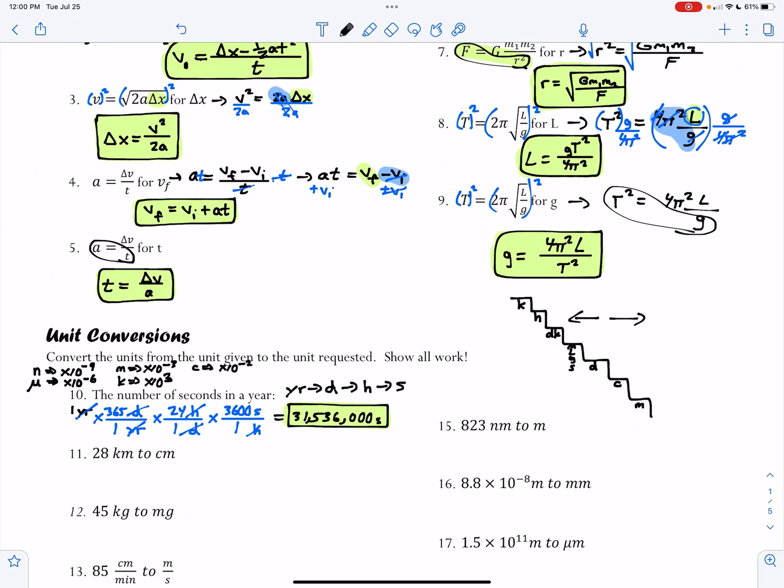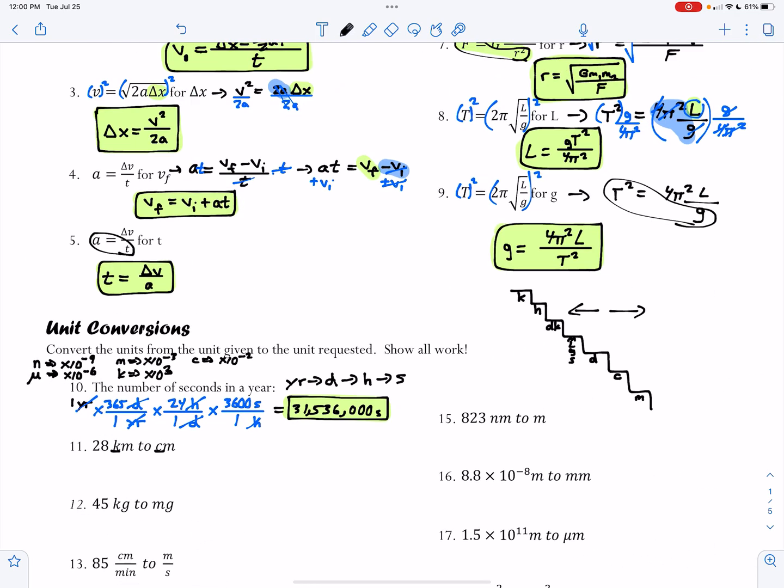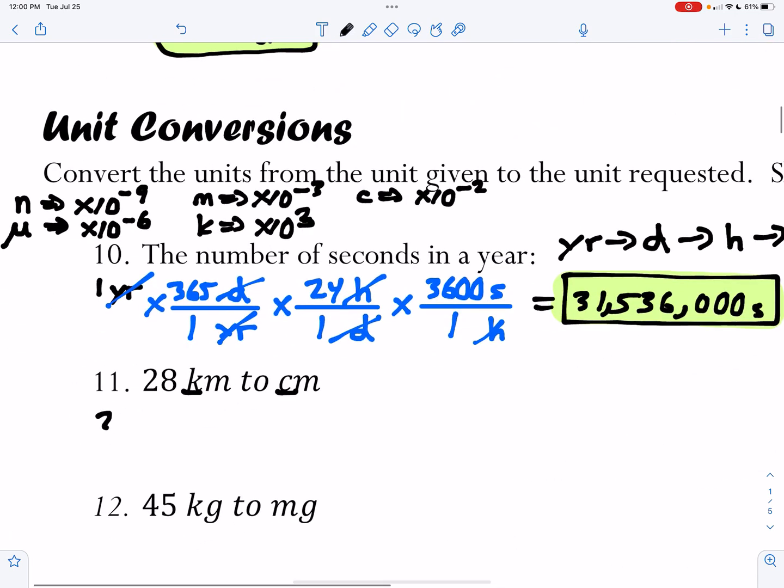Let's try this. In number 11, we're going 28 kilometers to centimeters. So I'm starting off with the number 28. Now, I don't see a decimal there, so I have to know that if I don't see a decimal, it's assumed to be at the end of the number.